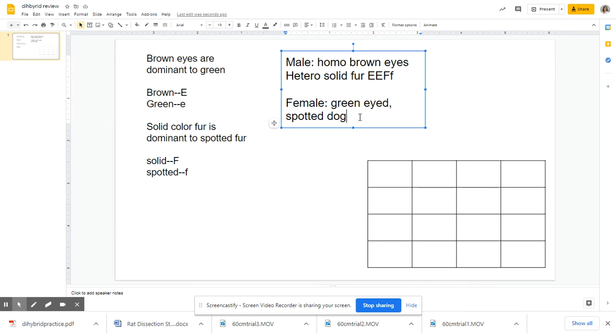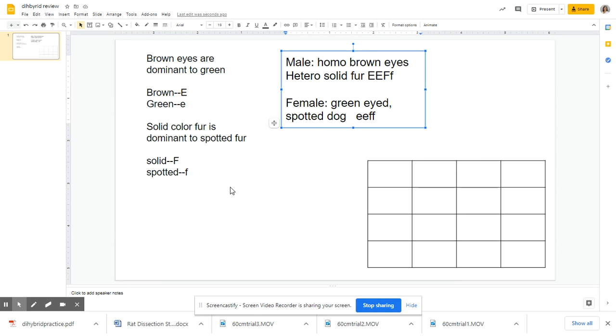Now, our female dog, the information that we have on her is that she has green eyes and she is spotted. From what we have here, we know that the only way the dog can be green-eyed is if it has the recessive genotype. The only way the dog can be spotted is if it has the recessive genotype. So that means all of our letters here have to be lowercase. The trait for green eyes would be two lowercase e's, and the trait for spotted fur would be two lowercase f's.